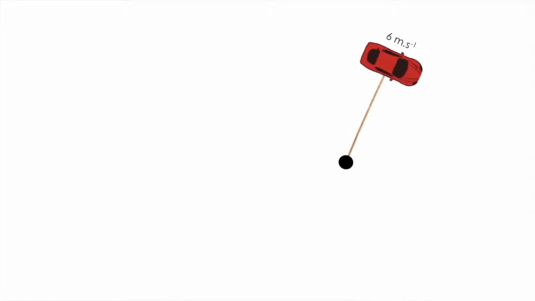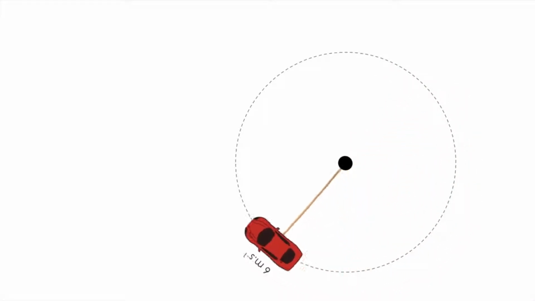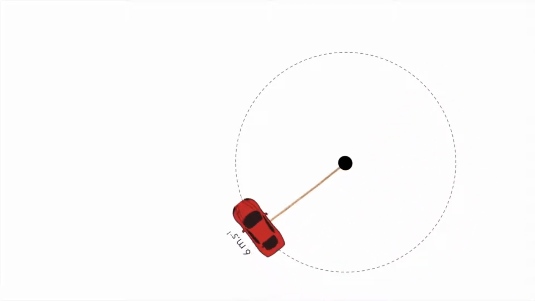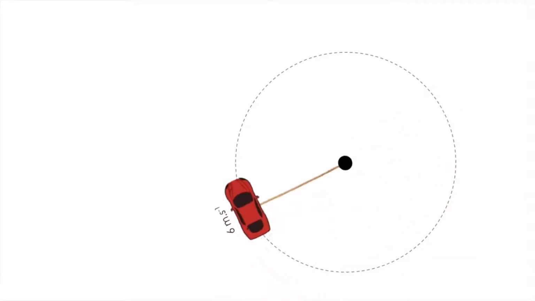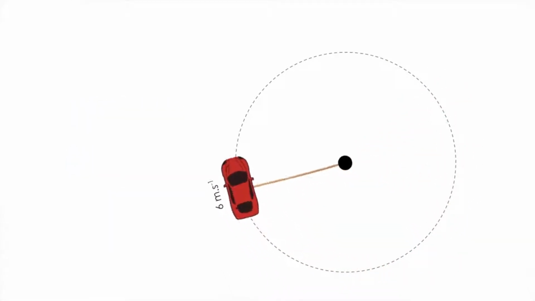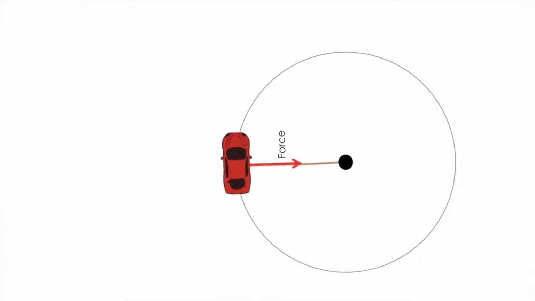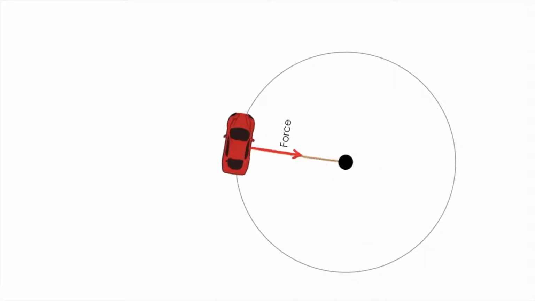If this car was attached to a rope tied to a fixed support, it would change direction continuously. However, the speed of the car would remain unaffected. Such a motion of the car, in which it is moving along a circular path, is called uniform circular motion. To cause uniform circular motion, a force is required. So where is this force? The force is the force of tension between the car and the fixed support.